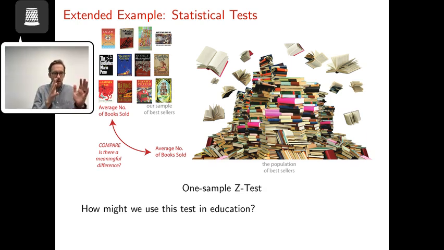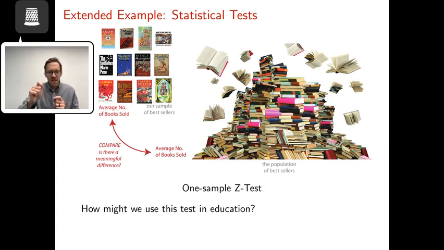Okay, so I picked these 12. But how does that average compare to the whole population from which these bestsellers were drawn? Okay, that's when we want to use a one sample z-test. We want to know, is there a meaningful difference between my sample and the population from which that sample was drawn? So we might ask, well, how could we use this test in education? What might be an example? Well, maybe I want to know if my school's achievement, for example, or my school's climate is different than the state's, the population of schools of which my school is one. Okay, so you get that sense of we're comparing our sample to the population. That's a one sample z-test.